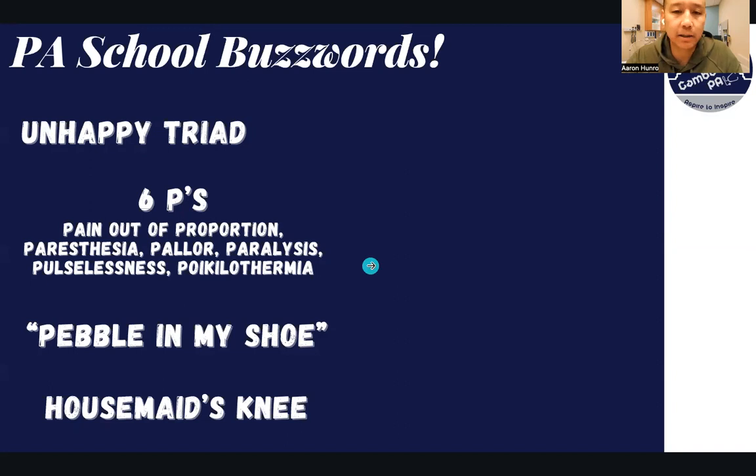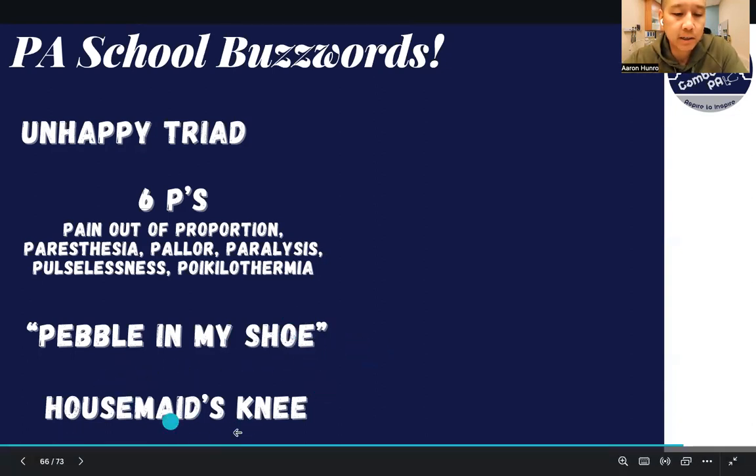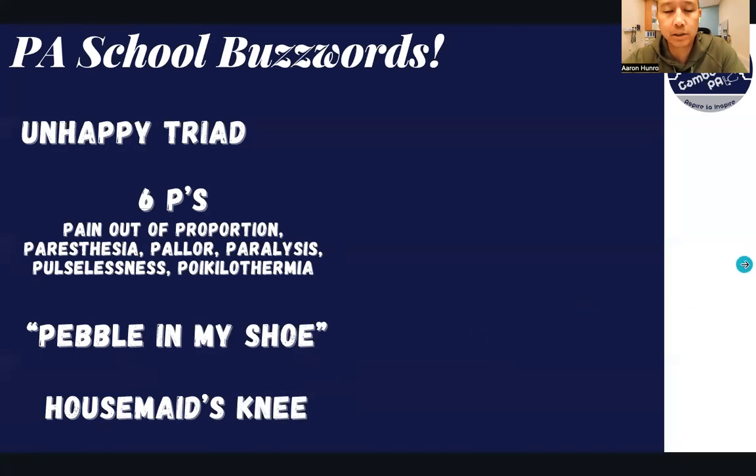The 6 Ps, there's also another condition that has 5 Ps or the 6 Ps as well. But this one would be pain out of proportion, paresthesia, pallor, pretty much loss of blood flow and skin color, paralysis, so numbness, and pulselessness. They're not able to get blood flow to that area, and poikilothermia, so they might have a change in the temperature of that area as well. Another condition would be where patients complain about having a pebble in their shoe when they're walking. And then finally, housemaid's knee. That's also another condition which you'll see for ortho patients.